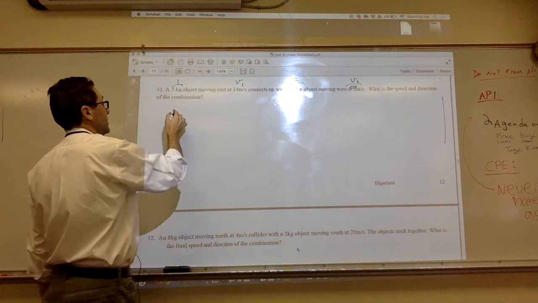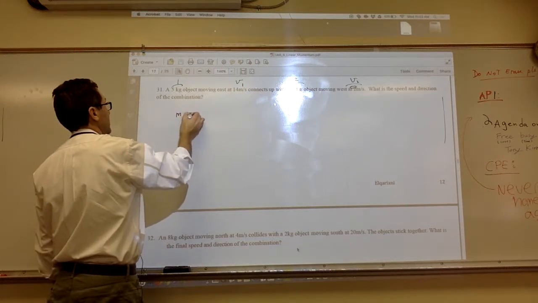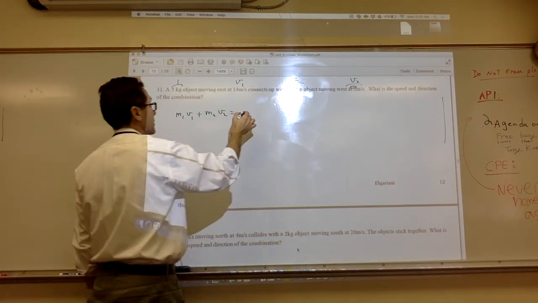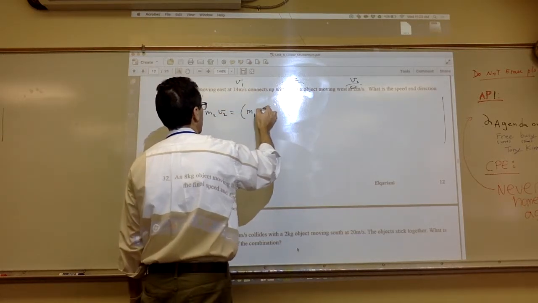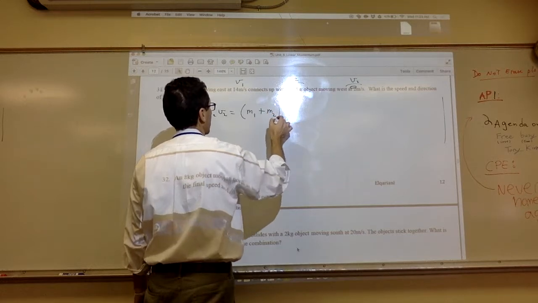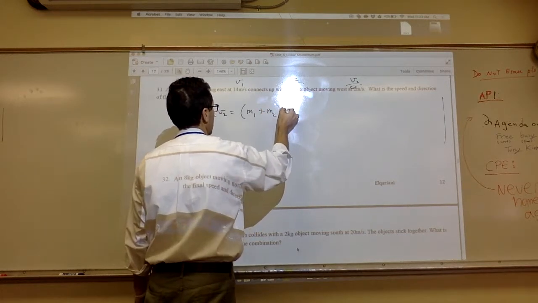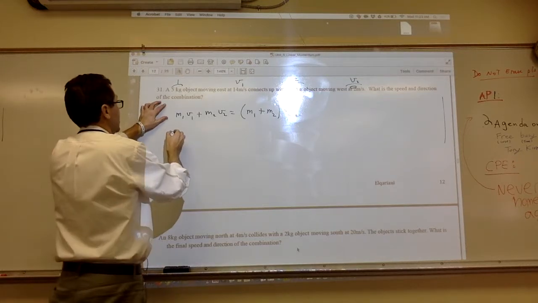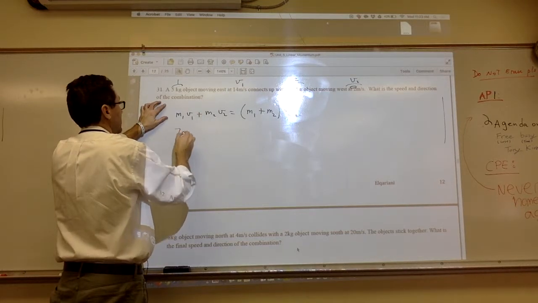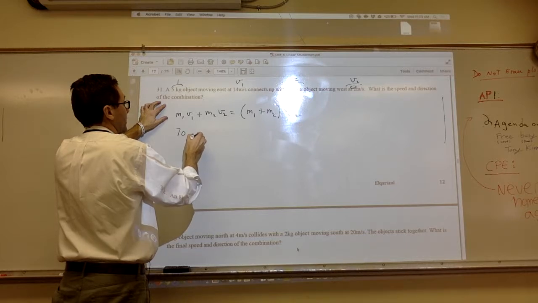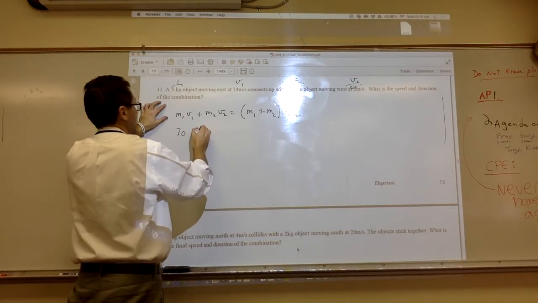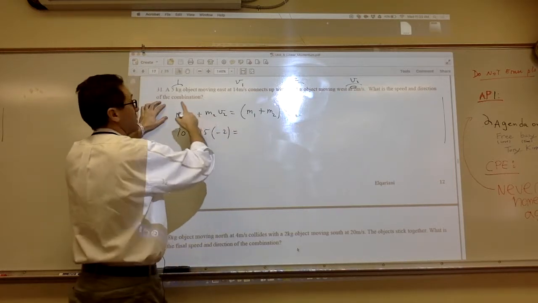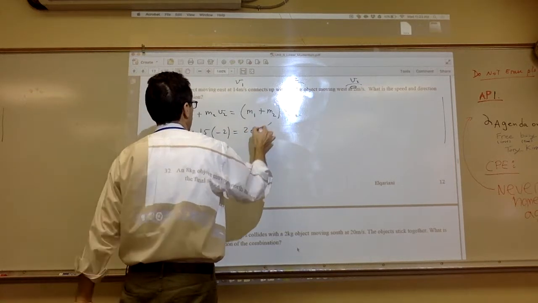So they stick together. So we're going to do M1, V1, plus M2, velocity of 2 before the collision equals, now they become one piece, so you take the combination of their masses times the velocity of the combination after. So this is going to be 5 times 14, which is 70, plus 15 times negative 2 equals, the total mass is 20 V prime.